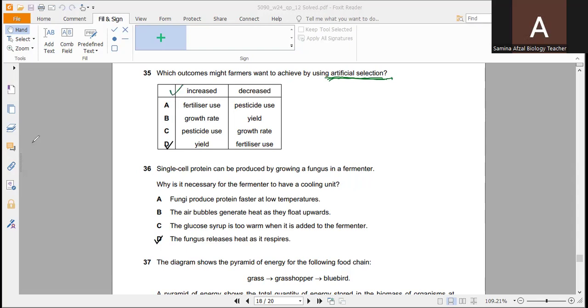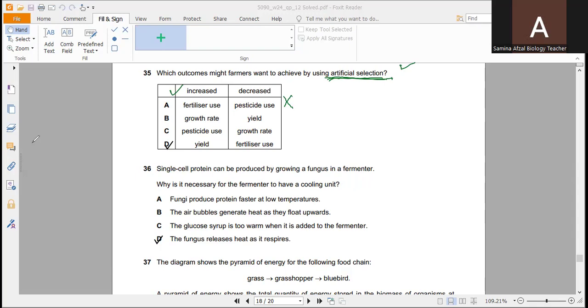If you are increasing the fertilizer use in artificial selection, you will be making less use of fertilizers and pesticides. So this is not the correct option, because in pesticide resistant plants, you are going to choose the pesticide resistant plants. So this is not the correct option.